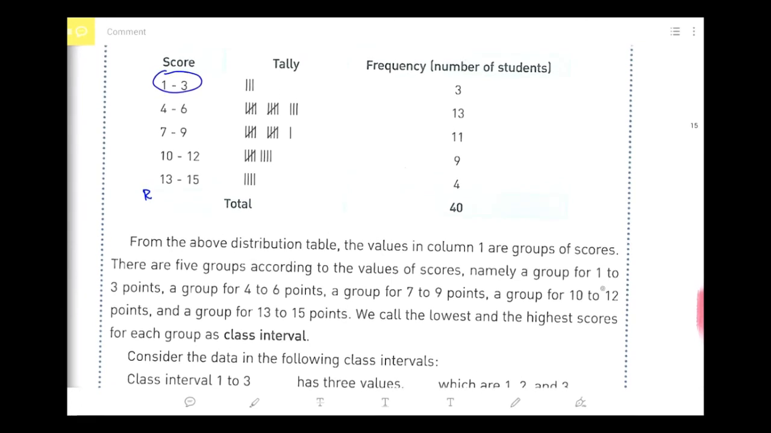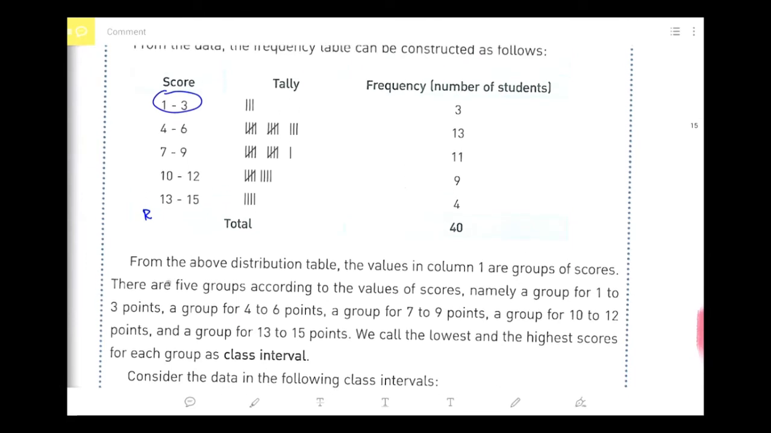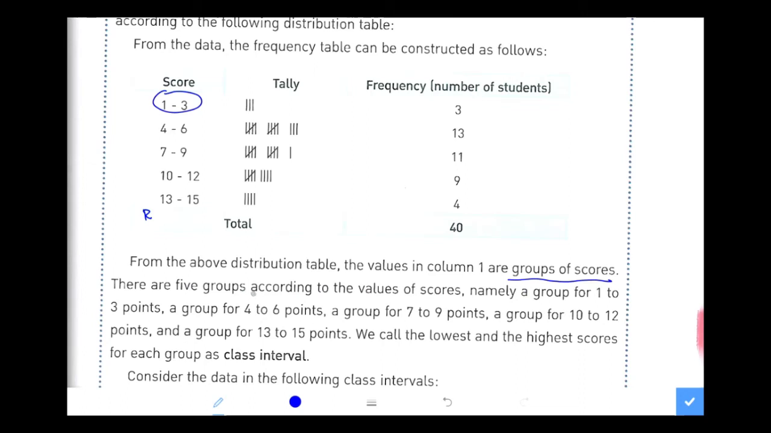So we are going to call them with different names, right? We have some names for them, like from the above distribution table. From this table, the values in column number 1 are groups of the score, right? It's about the groups of scores. And there are 5 groups, like group 1, group 2, 3, 4, and 5. They are 5 groups according to the values of scores.